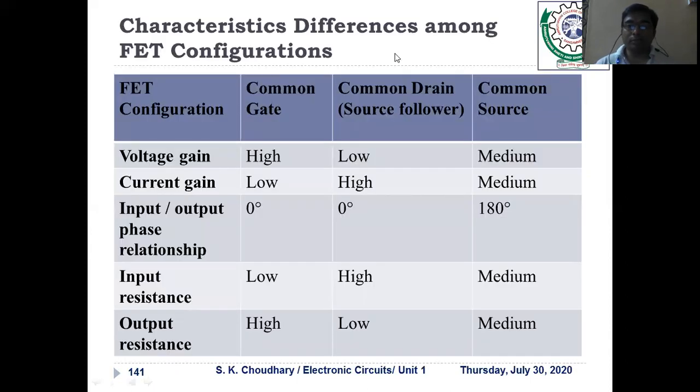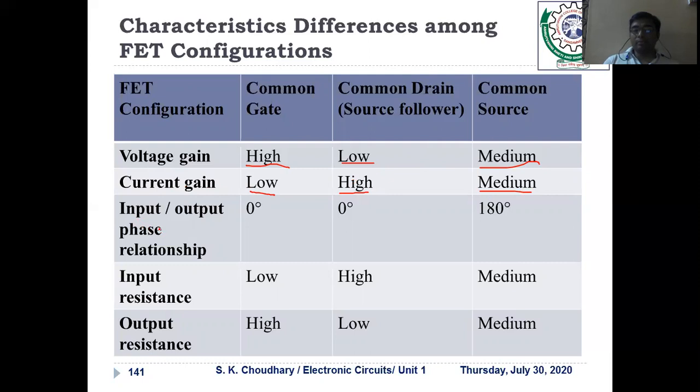At the end of this lecture, let us have a quick comparison of all 3 configurations. I have compared them here on certain parameters. First is the voltage gain. In the common gate, voltage gain is the highest, and lowest in the common drain, which is always less than 1, and in the common source it is medium. Similarly, the current gain is lowest in the common gate and highest in the common drain. That is why the common drain is called the current booster or current driver circuit, and it is medium in the common source.